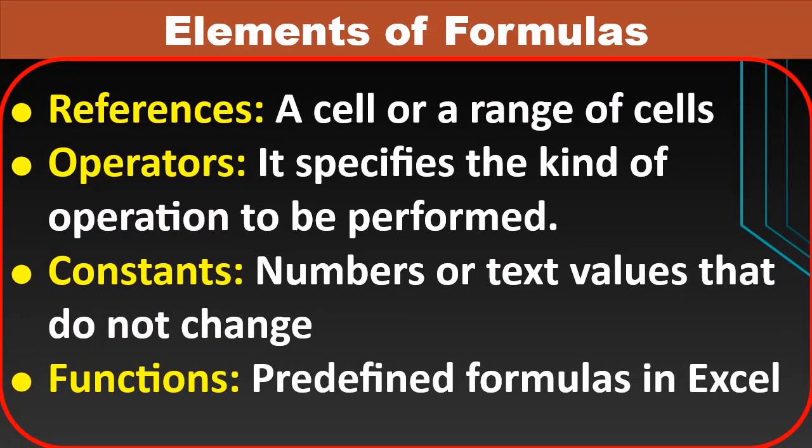Now, what are the various elements of formulas? So, first is references. It may be a cell or a group of cells, that is the range of cells. Then second one is operator. Any arithmetic operator: plus, minus, multiplication, division, modulus, exponent operator. So the operator specifies the kind of operation to be performed. Third one is constants. It may be numbers or it may be text values that do not change. Next one is function, which is a predefined formula in Excel.